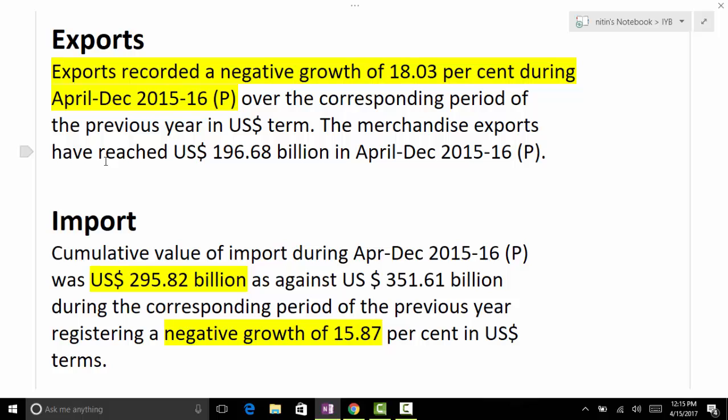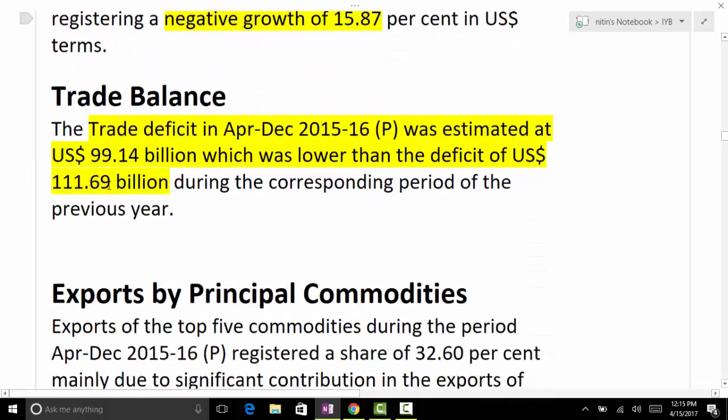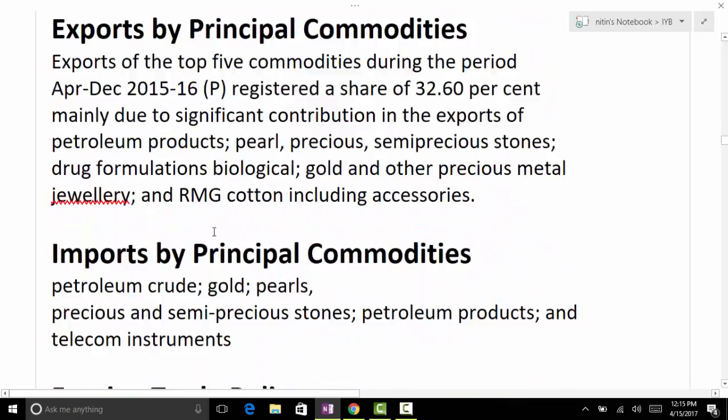Right? Now steel production is also improving. Now there are certain other efforts with the government. Same, imports also declined. Trade balance. No need to memorize figures, just have an idea what is actually going on.